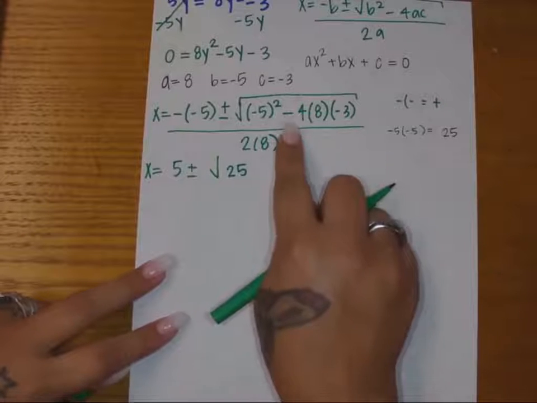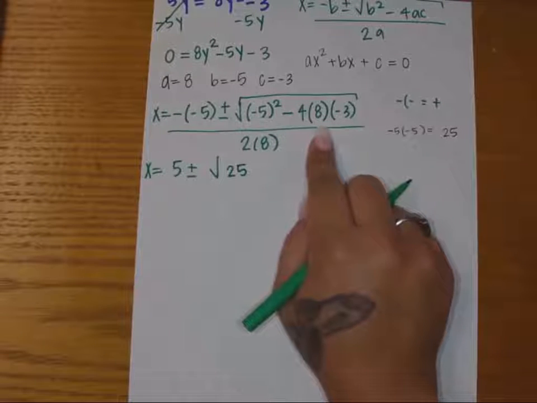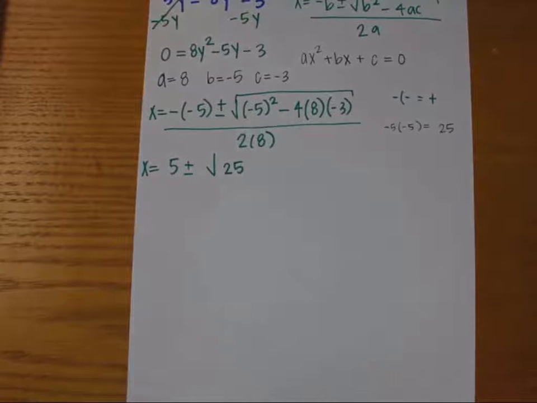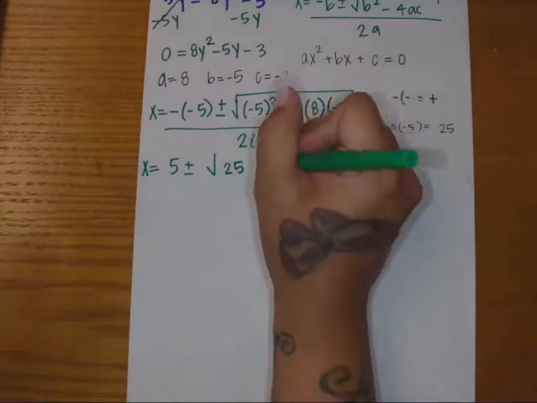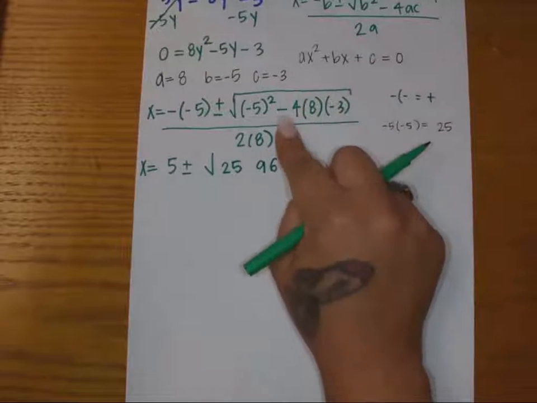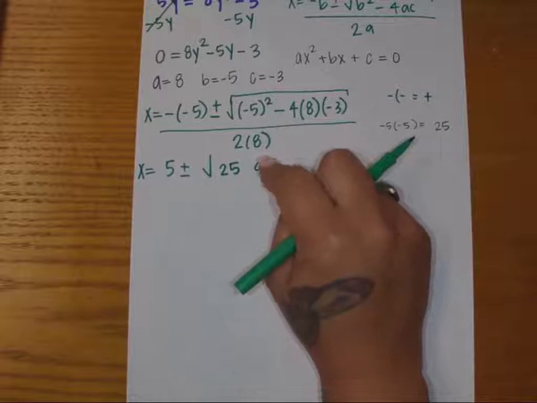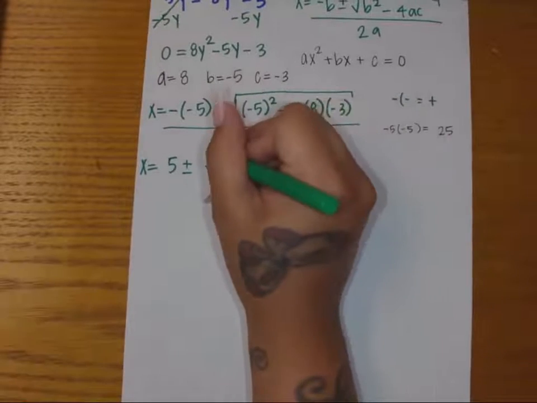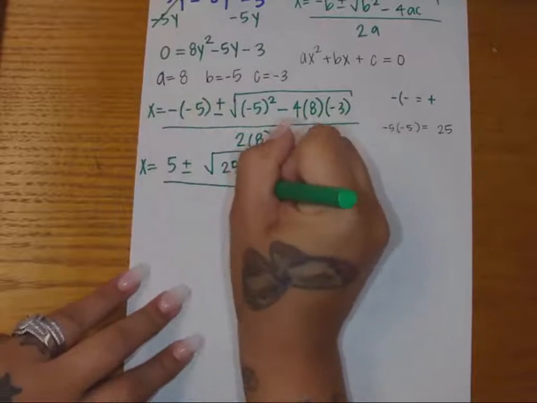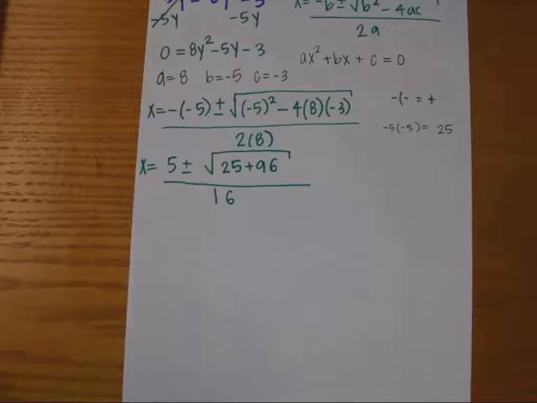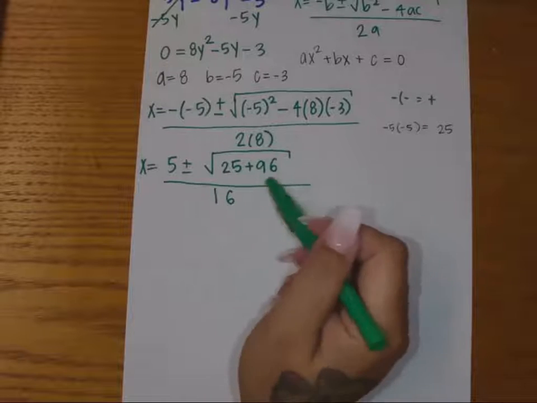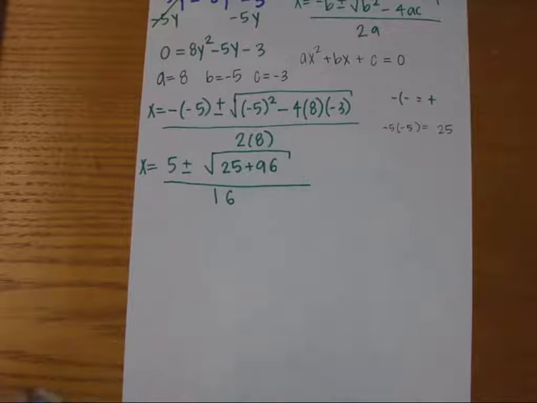Then we have our -4 times 8, and we have all of that times our -3. So if you do -4 times 8, we get -32. -32 times -3 is 96. Then we have a negative and a negative, which would make that a positive, okay? So that's going to go right here, all over 2 times 8, which is 16. Good? Okay, so still following the order of operations, we need to simplify underneath the square root.